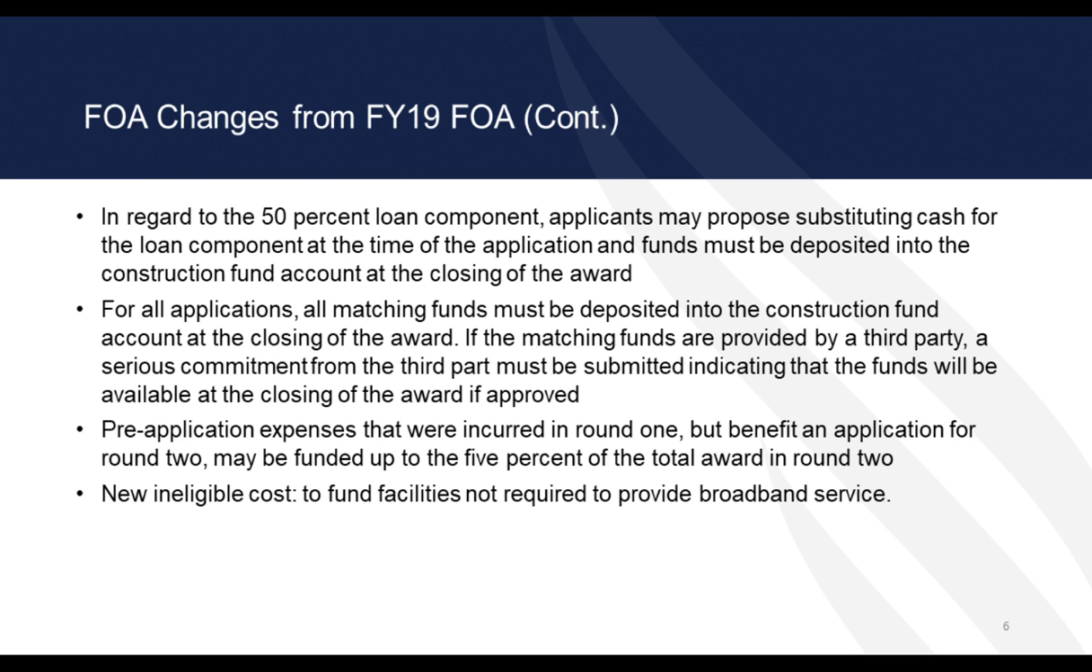Pre-application expenses that were incurred in Round 1 but benefit an application for Round 2 may be funded up to 5% of the total award in Round 2. The fiscal year 2020 FOA also adds a new ineligible cost. That is, ReConnect funds may not be used to fund facilities not required to provide broadband service.